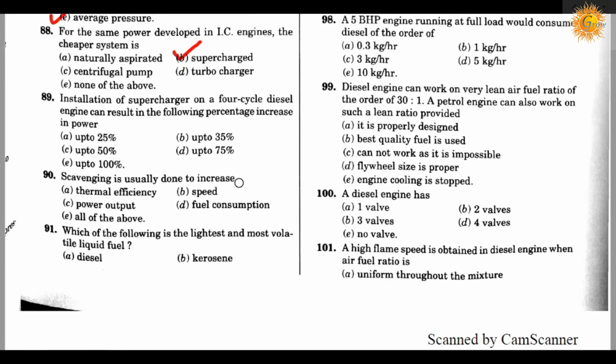Question number 89. Installation of supercharger on a 4-cycle diesel engine can result in following percentage increases in power. Option A, up to 25%, option B, up to 35%, option C, up to 50%, option D, up to 75%, option E, up to 100%. So the correct answer is E, because it may be up to 100%.